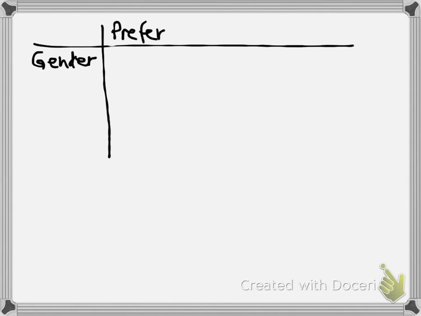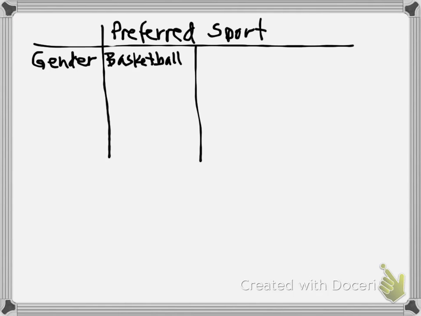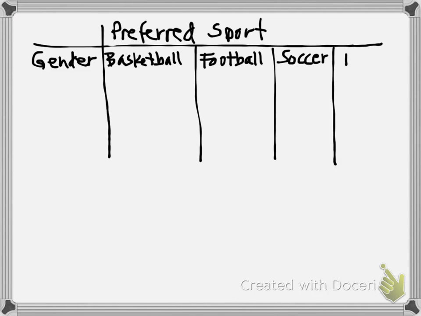And interestingly enough, she didn't choose a nice number of people to survey. She chose 80. Okay, so we can't always calculate real fast in our heads. So under the preferred sports, the 3 choices she gave them were basketball, football, and soccer. Now, no table is complete without a total column.